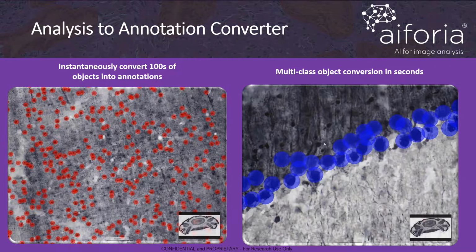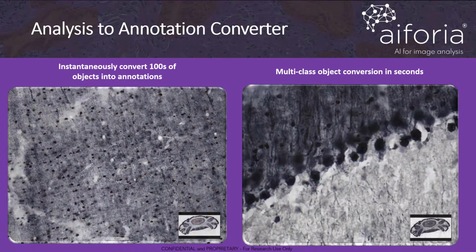And so I'm going to activate these two videos simultaneously, and it is quite a fast tool. On the left, you can see a single cell class in red where about 100 objects are simultaneously converted into annotations. On the right, you see the tool also works when you have more than one type of object, so multiple classes. And this is great, so it works on object detectors, but what about segmentations of entire areas of tissue or subregions?